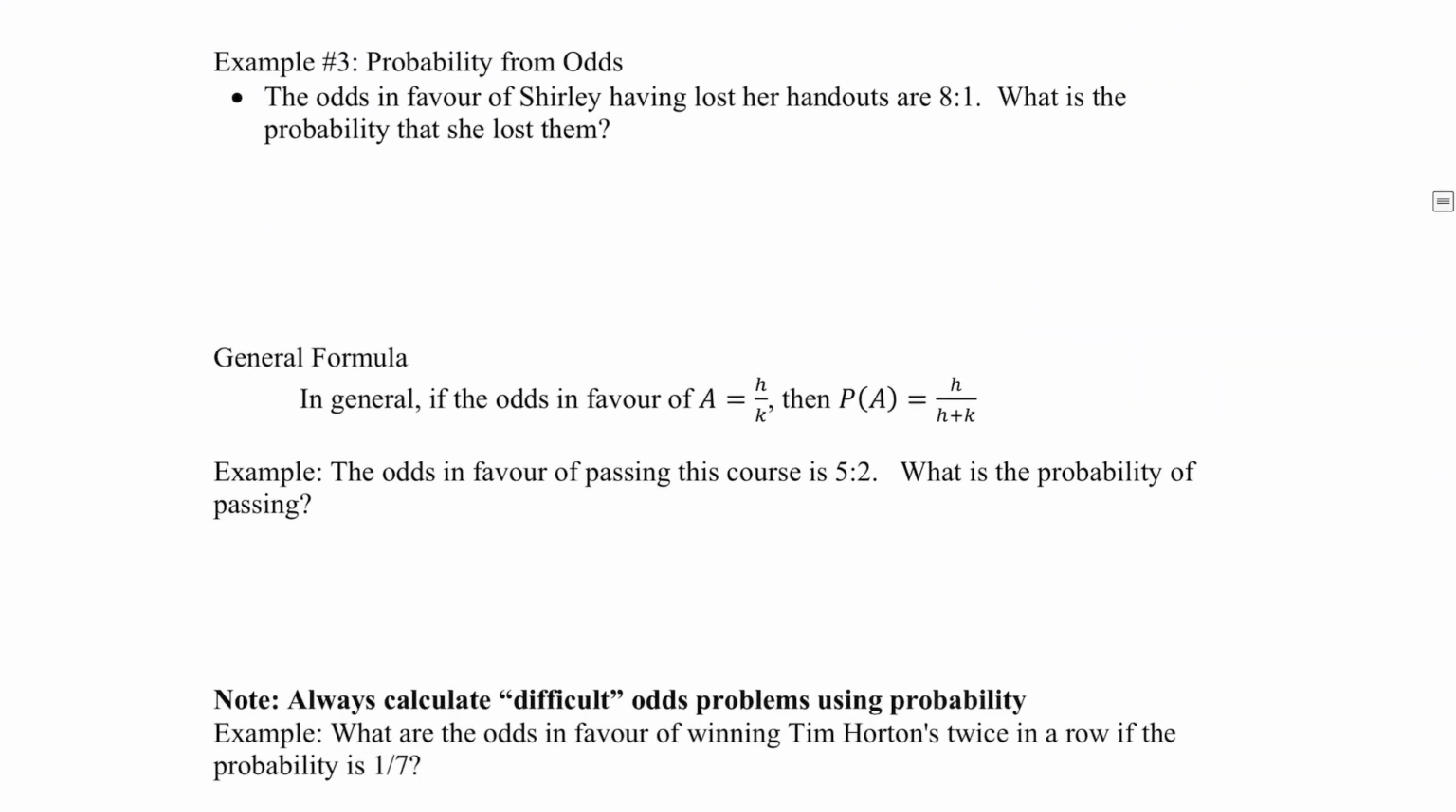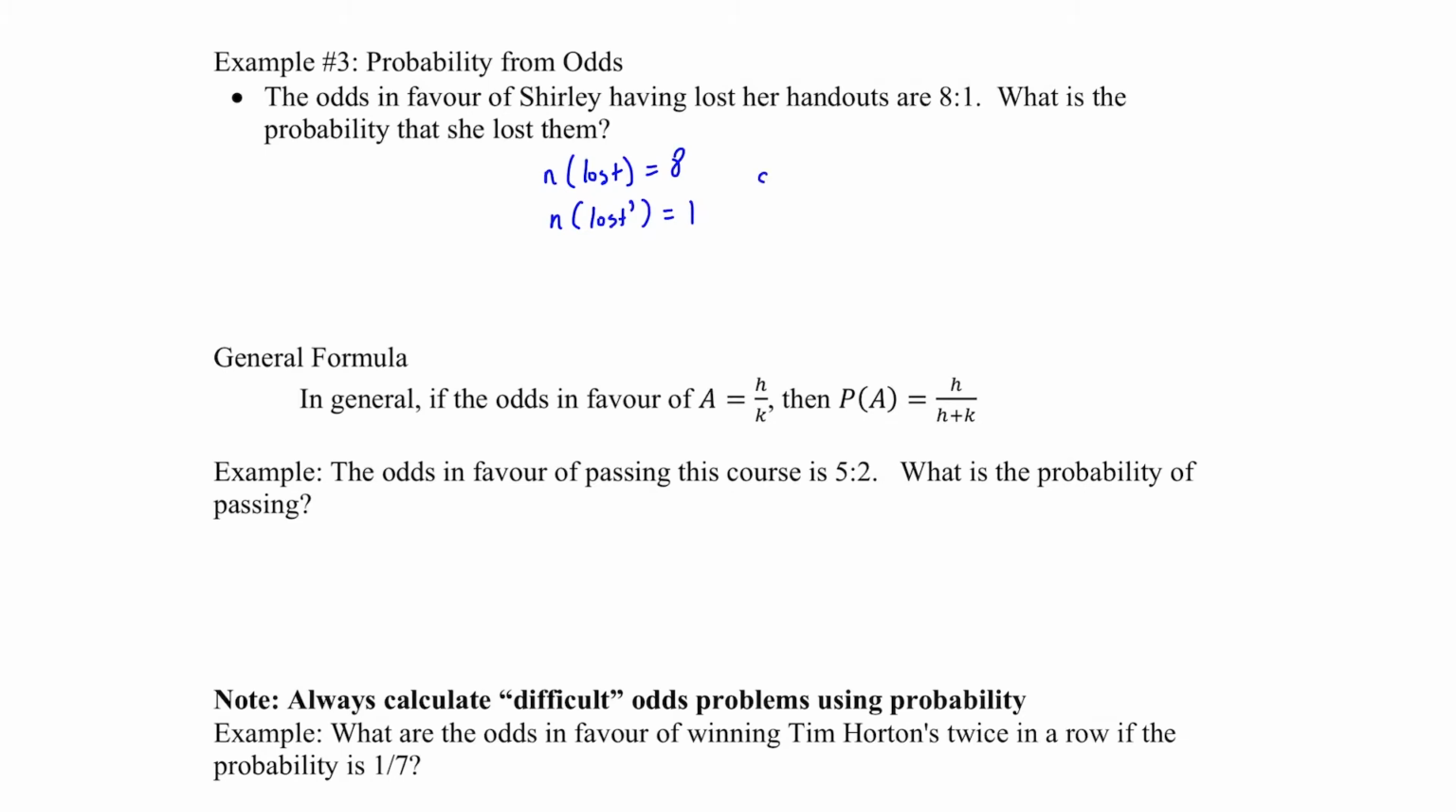The probability from odds, example number 3. The odds in favor of Shirley having lost her handouts are 8-to-1. What is the probability that she lost them? All right, so this is the probability. So the number of ways that she lost them is equal to 8. The number of ways that she has not lost them is 1.